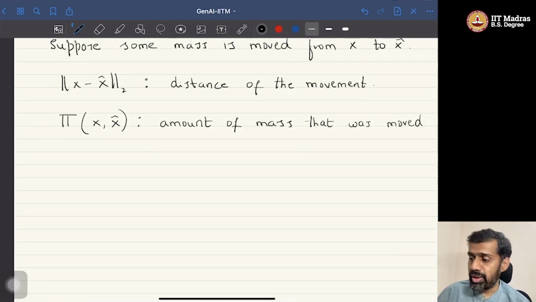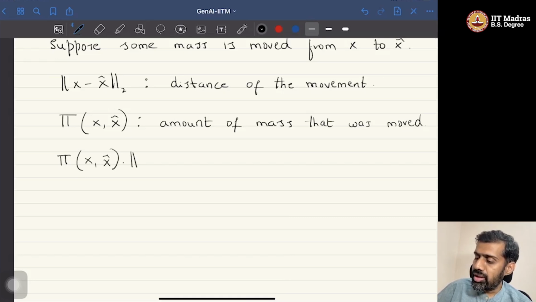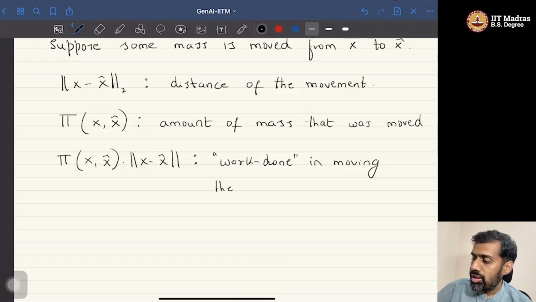Now we know that, according to physics, distance times mass gives work. If you take the product of pi of x comma x cap and multiply that with the distance, what does this give you? This will give you a sense of the work done in moving the mass from x to x cap.